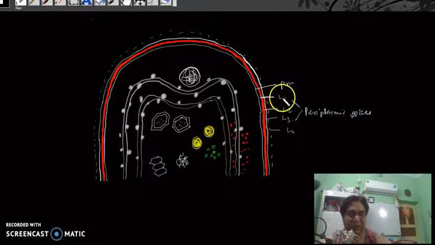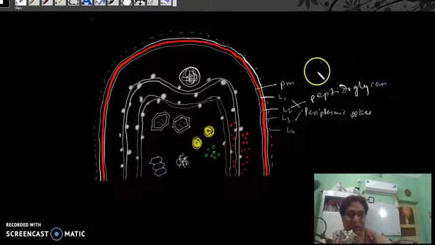And this orange color L2 layer is basically peptidoglycan. This is also similar to gram-negative bacteria, but it is very much thicker, unlike gram-negative bacteria, which are merely 6 to 8 nanometer thick. Here it is about 20 to 40 nanometer thick, and then similar to gram-positive peptidoglycan. But the difference with the gram-positive is this, that the periplasmic space is distinct, and also there is an outer membrane very much similar to gram-negative bacteria. So this is the outer membrane.